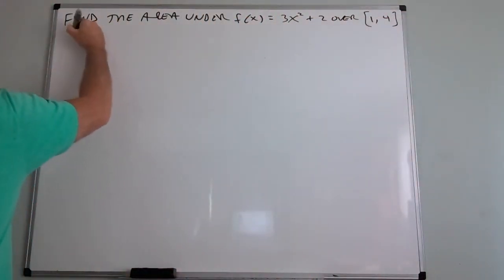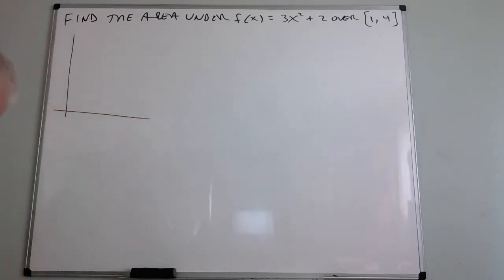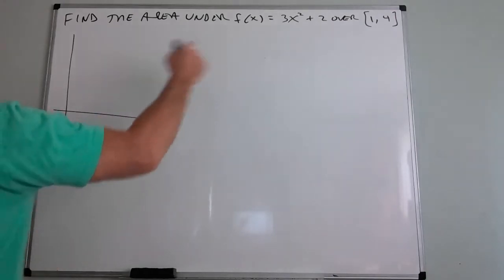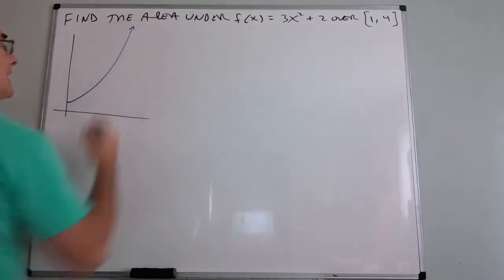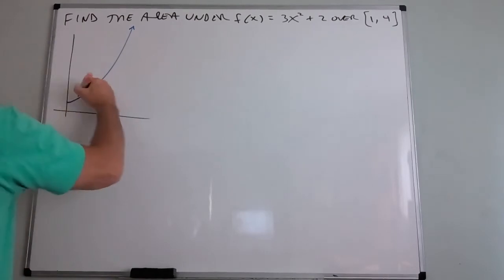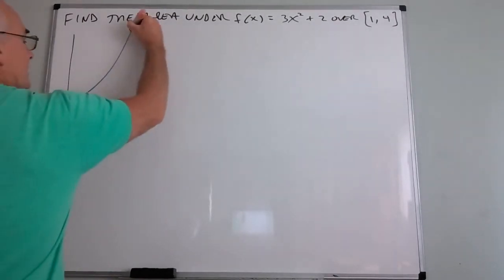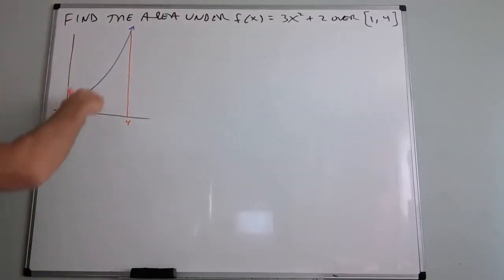Well, first thing is, I'm going to give you a rough sketch of this. Don't worry about scale. That's really not that important. So when x is 0, I'm at 2, and this is going to rise very rapidly. And I want the area under the curve from 1 to, let's say, 4. So I want this area right here. Well, that's a curve, so I can't just use geometry and break it up.